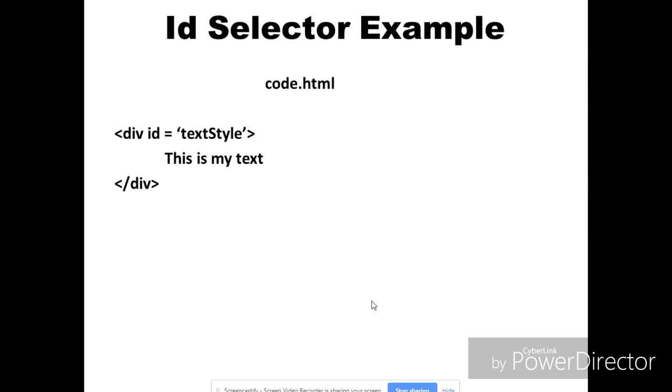Suppose we have code in our HTML like a div with the ID textstyle, and in this we have a text, "This is my text", and I want to give the CSS property to this ID. So in the style.css file, I will write first the hash, then the ID name, here the ID is textstyle, and then start the curly bracket, and here I will put my properties like color, font size, and so on. Here I am only using color. Then close our curly bracket. So now let's check this in our PHP editor.